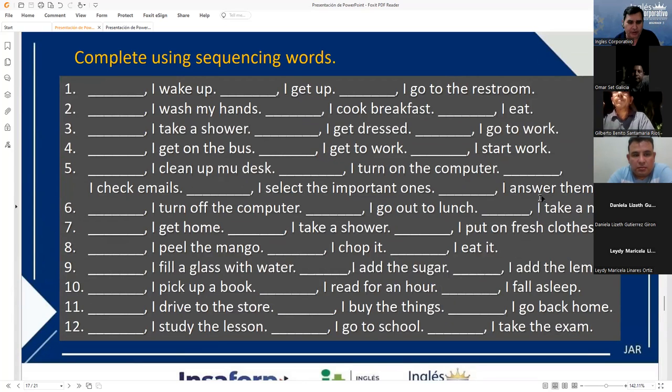All right. This is for you to do in the platform, but we don't have much time. So you're going to go there for 5 minutes. First, I wake up, then I get up. After that, I go to the bathroom. So next, finally, after that, et cetera, you have to complete with those. Let's go for 5 minutes. The groups are open. Please join.